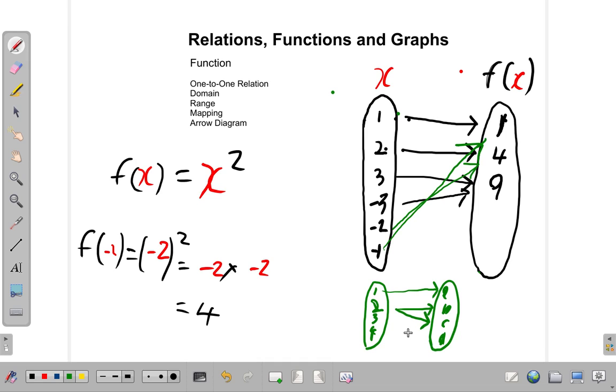Well, you can use that to remember what a function really is and the definition of a function. But we will look in another video at a relation that is not a function.